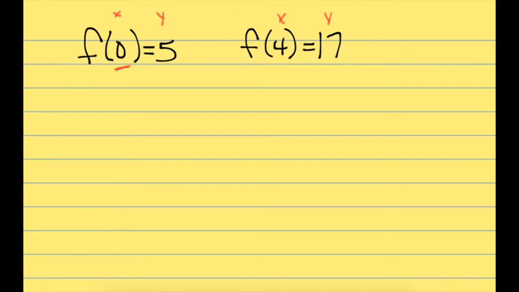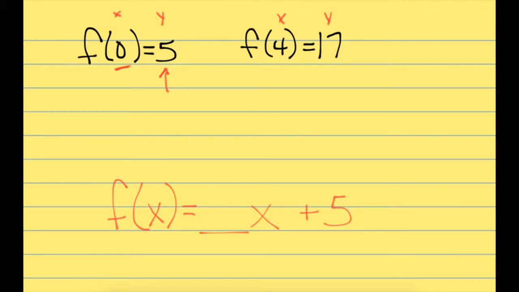But our y-intercept occurs when x is 0, so that means that 5 is our y-intercept. So when we're going to write our equation, instead of doing y equals mx plus b, we're going to do f of x equals mx plus b because we're in function notation, and we know that our b, our y-intercept, is 5. So now we just have to find the slope that goes with the x.